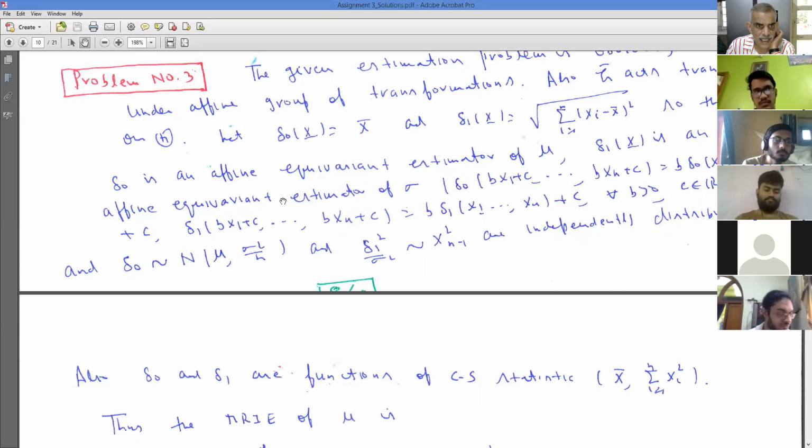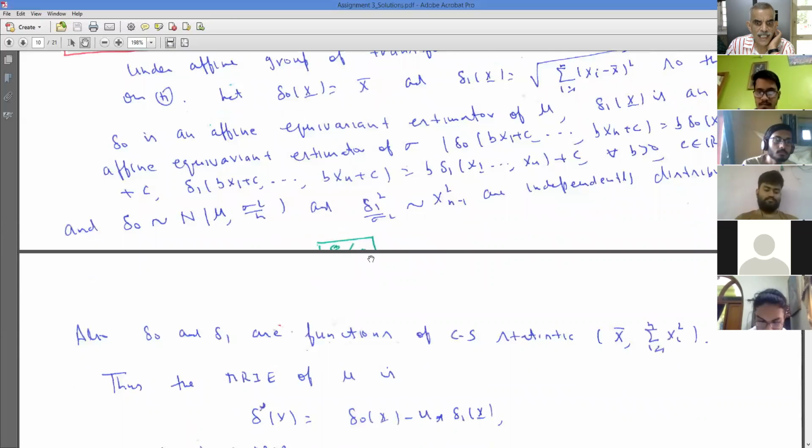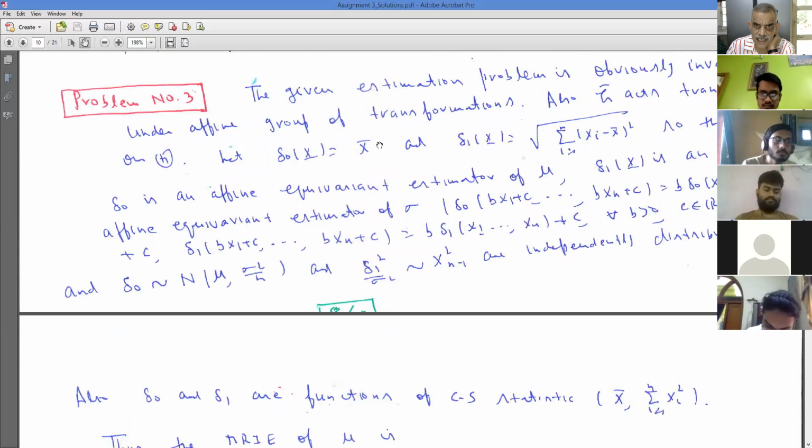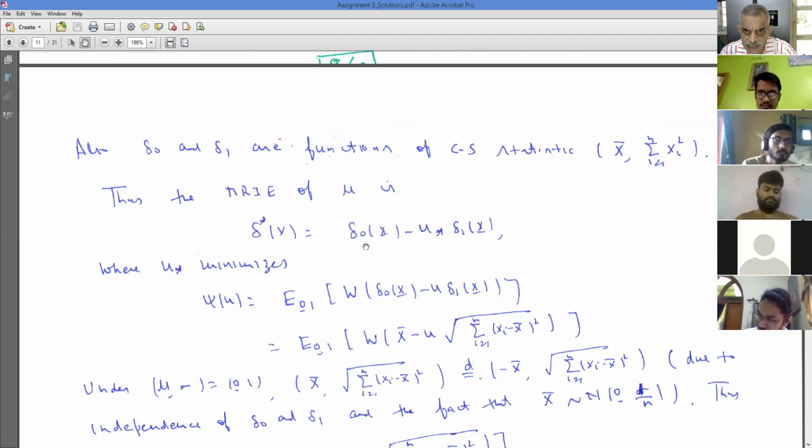Delta is equivariant if delta naught satisfies this quantity. Equivalently, if delta naught is any affine equivariant estimator of mu and delta 1 is any affine equivariant estimator of sigma, I take delta naught to be x bar, which satisfies delta naught of bx1 plus c, bx2 plus c, ..., bxn plus c is b of delta naught of x1, x2, ..., xn plus c. This is an estimate of sigma. Then any affine equivariant estimator would be of the type delta naught x minus u times delta 1 x. This is what we are doing in the class. MRE would be the one which minimizes this.